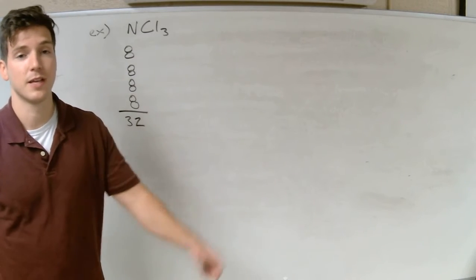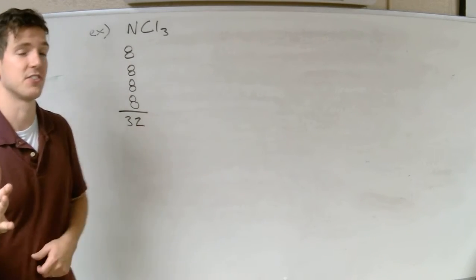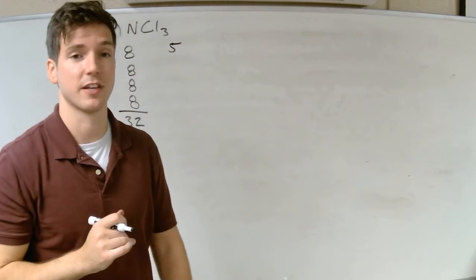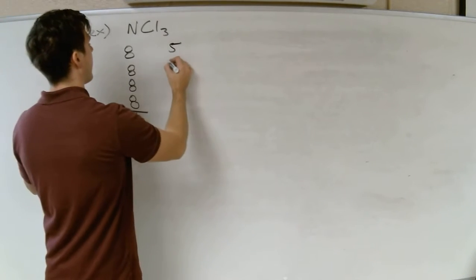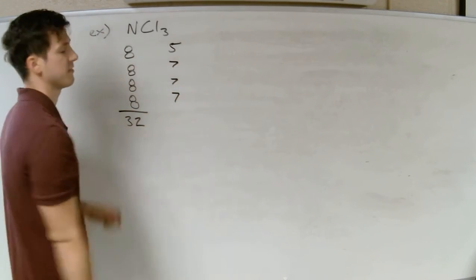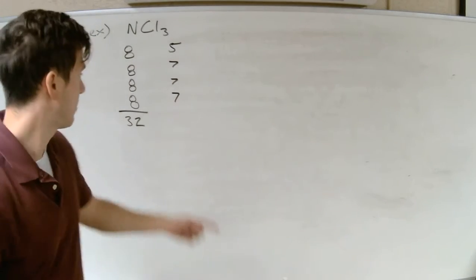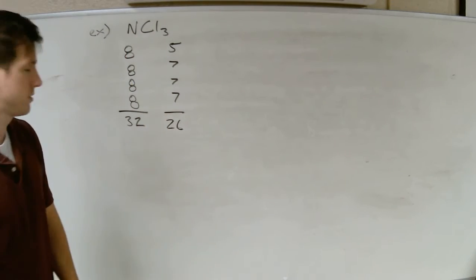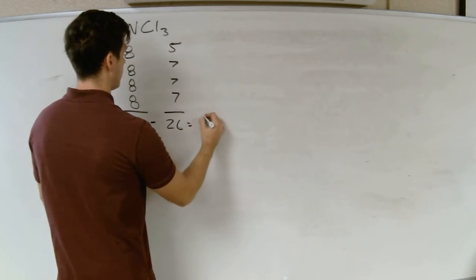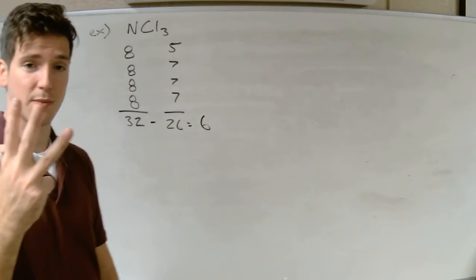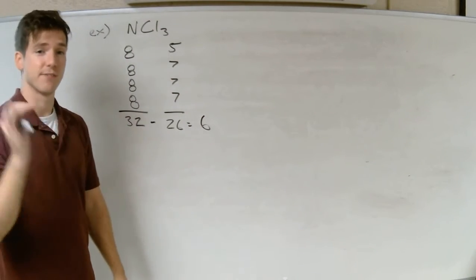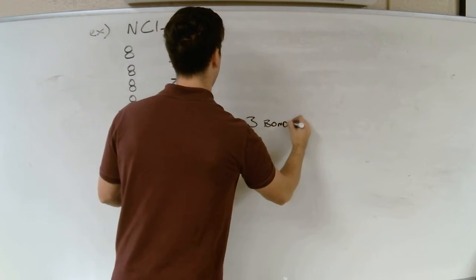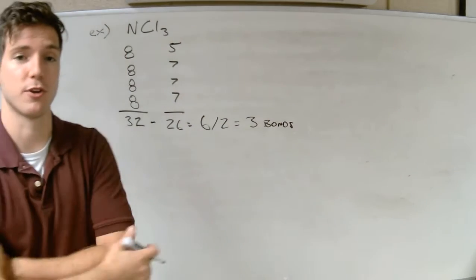Valence electrons time. Nitrogen, 5 valence electrons. Chlorine, 7 valence electrons. And remember, we don't just have 1 chlorine, we have 3, so 3 times 7 is 21. I add all those up. 21 plus 5 is 26. Subtract these numbers. 6 bonding electrons, that was step 3. Step 4, divide by 2 to get how many bonds I'm going to have. So I'm going to have 3 bonds in my Lewis structure.